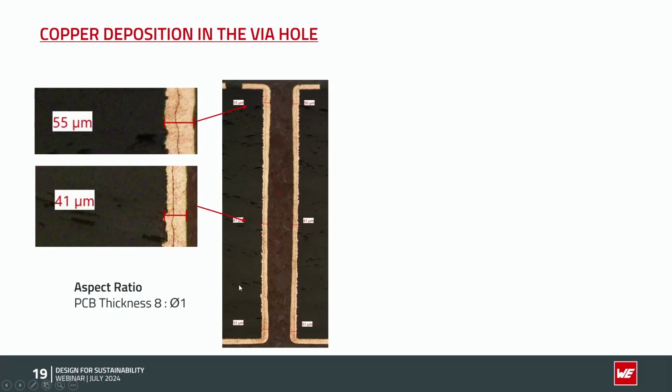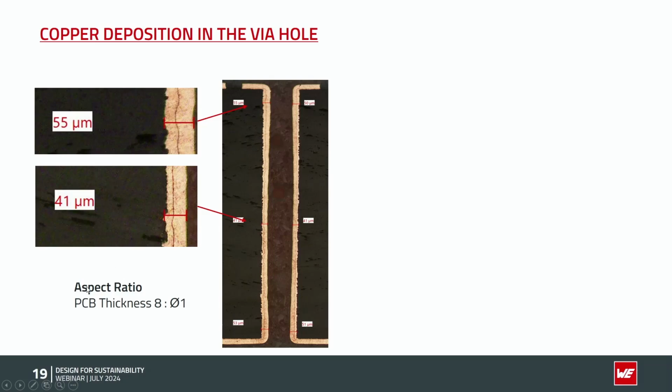What does that mean in a real-life application? You will always have more copper on the entrance of a via than in the middle one. This example is maybe a little bit extreme, but it shows the effect pretty well. You can divide these numbers by half in your head, then you get the typical 20 micron copper in the middle of a hole and 25 microns, 27 microns maybe on the entrance.